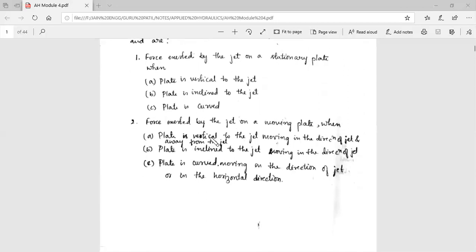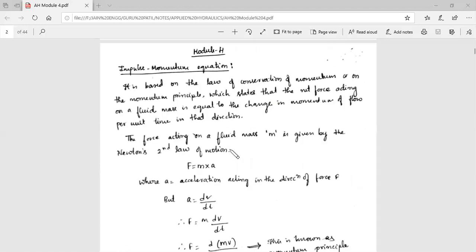The second condition we are going to see is the jet on a moving plate, which is vertical, inclined and curved. But before that, we shall see what is the impulse momentum equation.